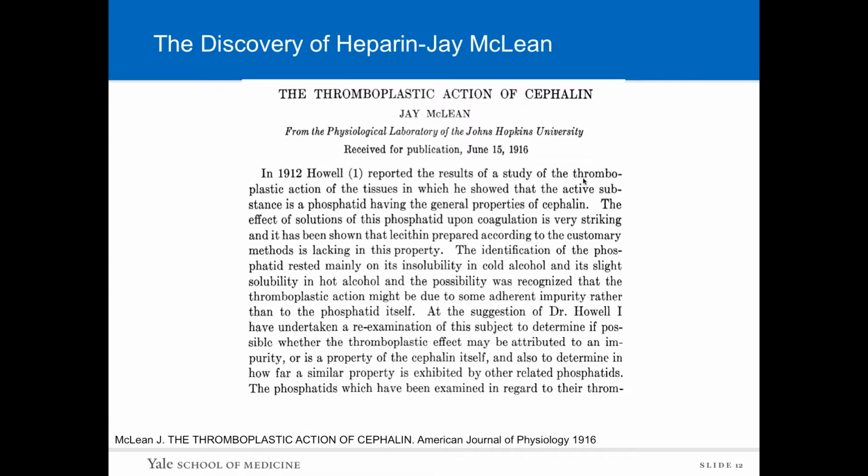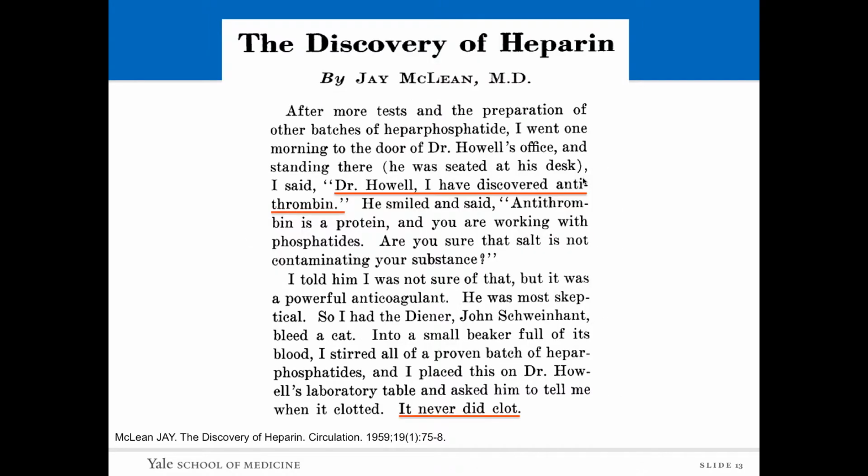So we cannot start talking about anticoagulation without first talking about J. McLean. J. McLean is credited with the discovery of heparin in 1916 as a second-year medical student at Hopkins. He was working with Dr. Howell, and he accidentally discovered heparin, which he thought was antithrombin. Dr. Howell, of course, didn't believe his findings, but J. McLean persisted, and that eventually led to the discovery of heparin.